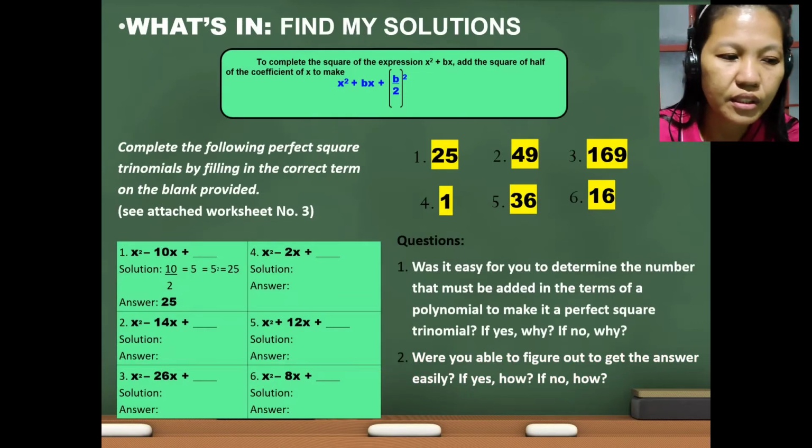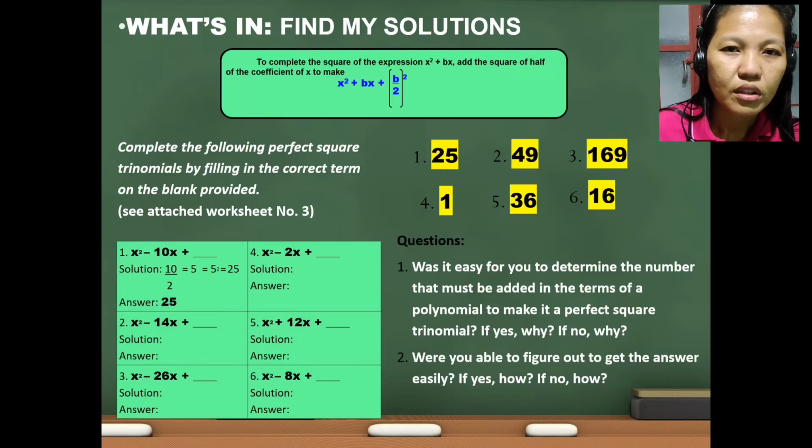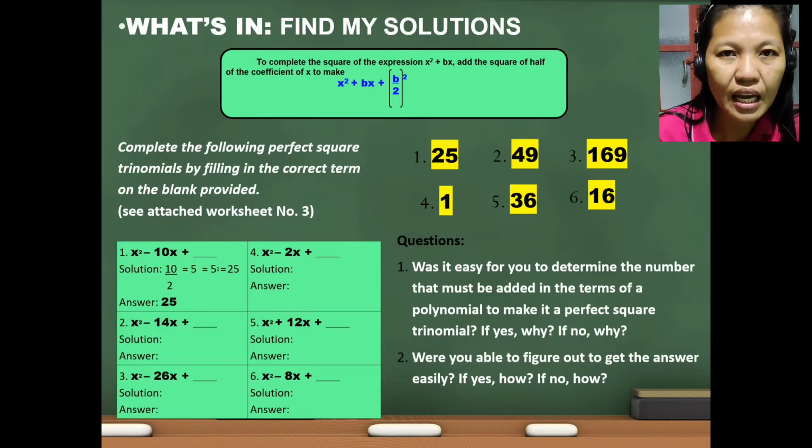In this activity, we have to complete the expressions on each number by using the formula (b over 2) quantity squared. So what are the b's in each number? 10, 14, 26, 2, 12, and 8. The answers are 25, 49, 169, 1, 36, 16.